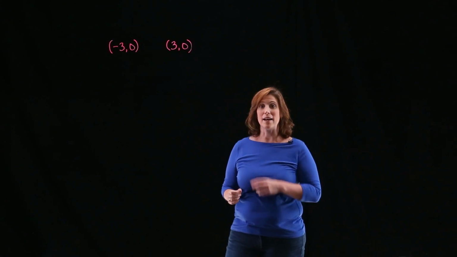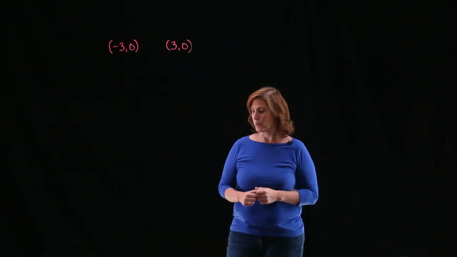Hi everyone, I'm Cheryl. In this problem, we're asked to create a quadratic function that has solution points (-3, 0) and (3, 0). Now, a quadratic function is going to be a parabola when you graph it. We're asked to find one quadratic where the parabola opens up and a second where the parabola opens down.